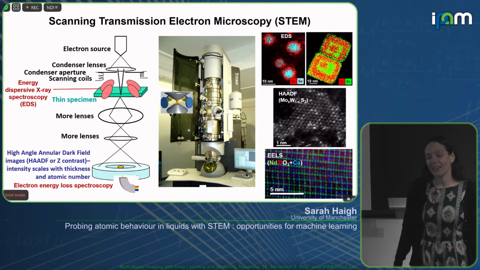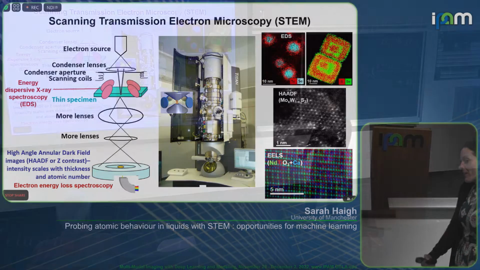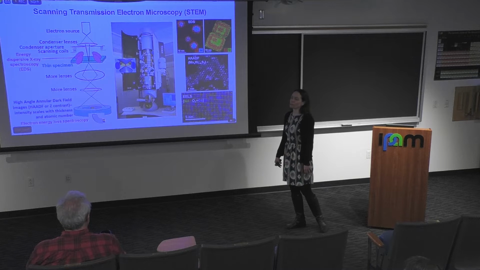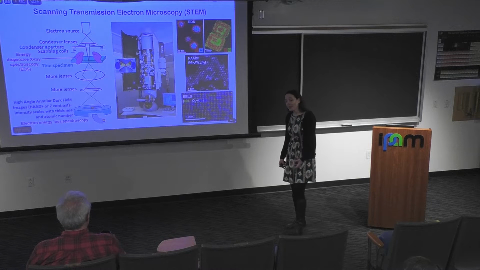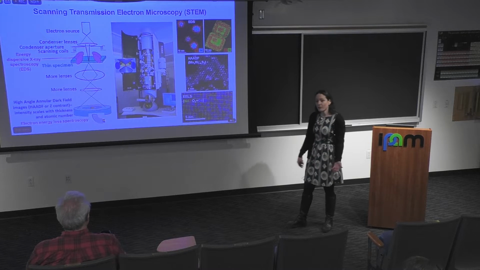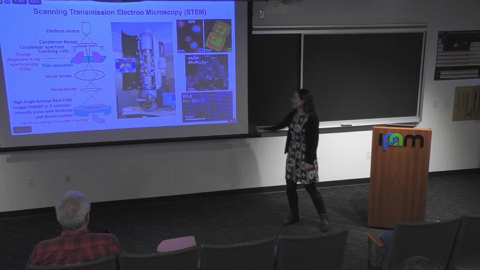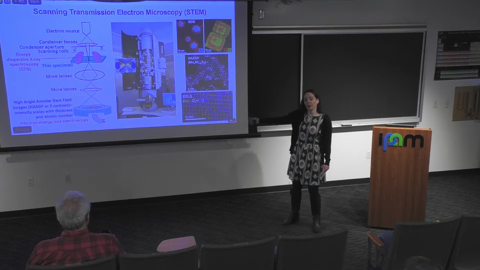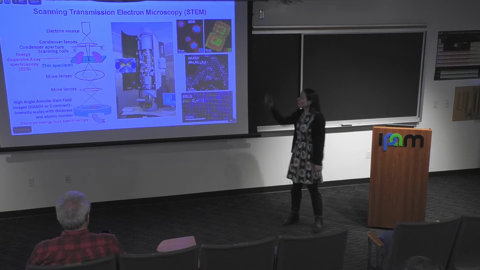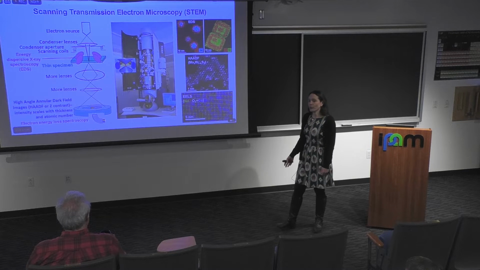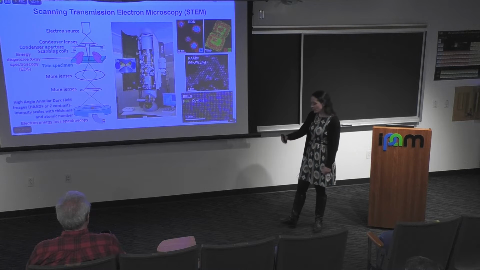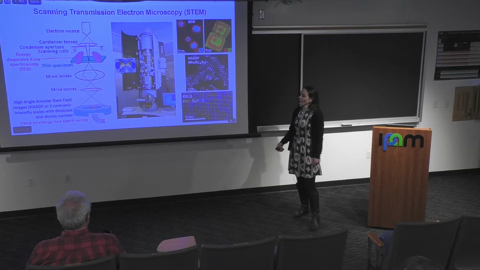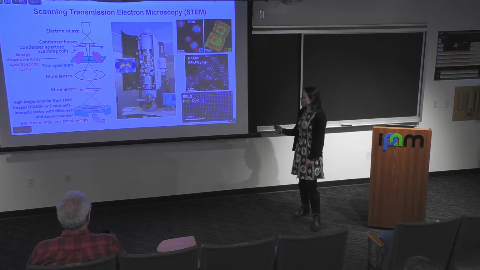I also wanted to highlight on this slide that one of the great things about doing scanning transmission electron microscopy is that for every pixel you can also collect other information. So you can also collect the electron energy loss spectrum, which can tell you about the chemical states in the material, and you can also collect the energy dispersive X-ray spectroscopy data, which is telling you about the elements that are present within that sampled region.